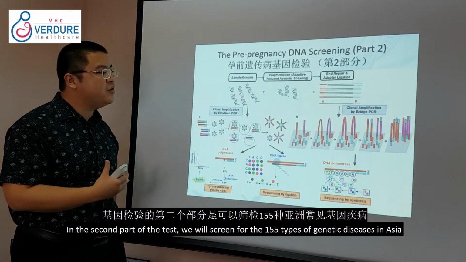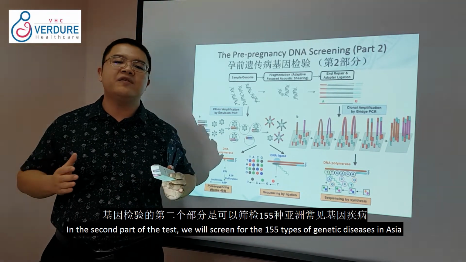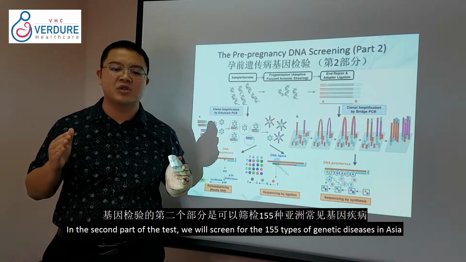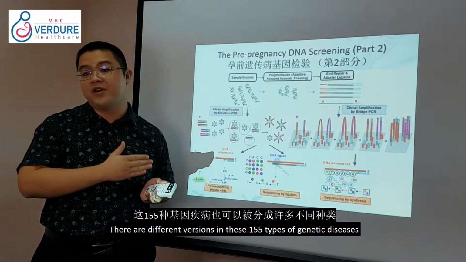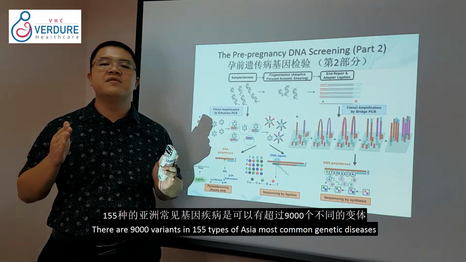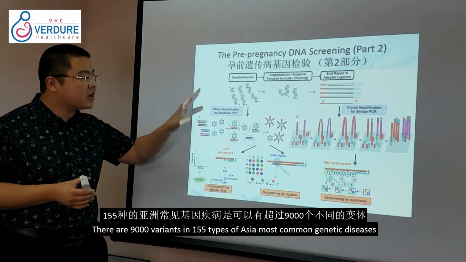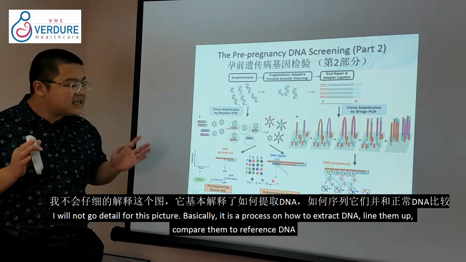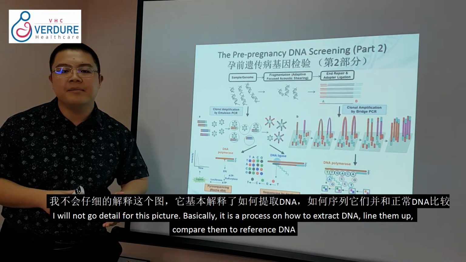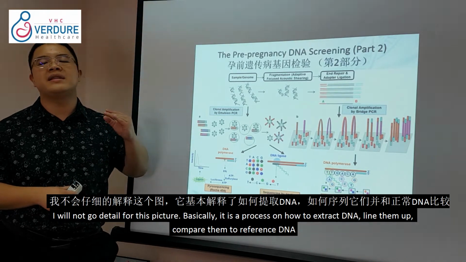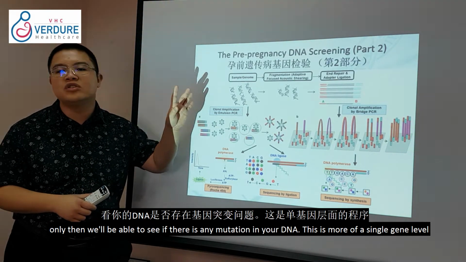Right, if we were to move on to part 2, okay, so at Verdure Healthcare, our pre-pregnancy DNA screening will screen for 155 Asia's most common genetic diseases. Okay, and even within these individual genetic diseases, there are different versions. And altogether, there are 9,000 versions within the 155 Asia's most common genetic diseases. So I'm not going to go into detail about this particular picture. Basically, it is the method on how to extract the DNA, line it up compared to the normal reference DNA, only then we'll be able to see if there's any mutation within your DNA. So this is more of a single gene level, okay?